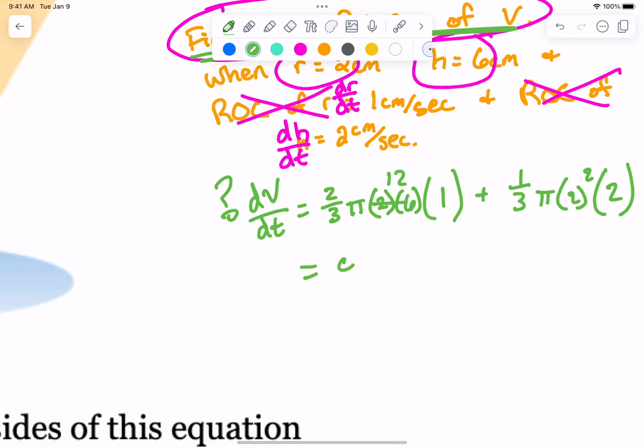This is 12. 12 times 2 is 24. This is 8 pi plus 2 squared plus 8/3 pi, which is 2 and 2/3. So 10 and 2/3 times pi. What is it? 32 pi over 3, yes, correct. 32 divided by 3 times pi.